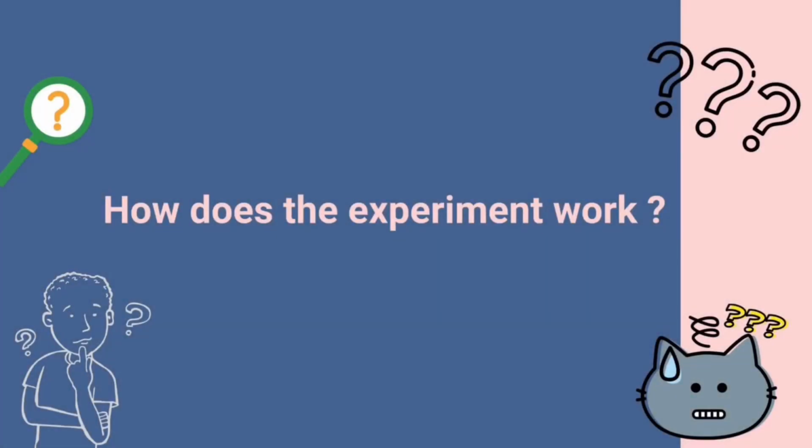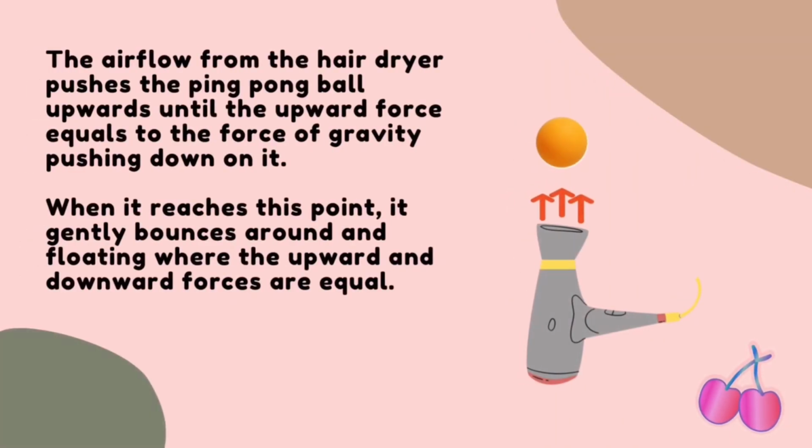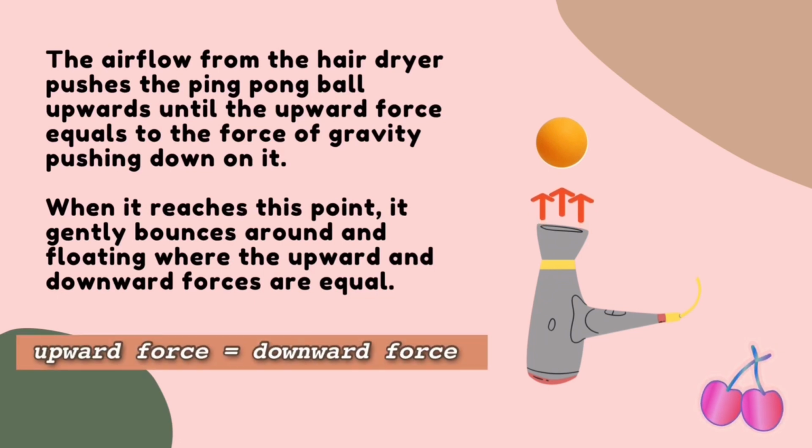Based on the video shown, how does the experiment work? Let me explain. The airflow from the hairdryer pushes the ping pong ball upwards until the upward force equals the force of gravity pushing down on it. When it reaches this point, it gently bounces around and floats where the upward and downward forces are equal.